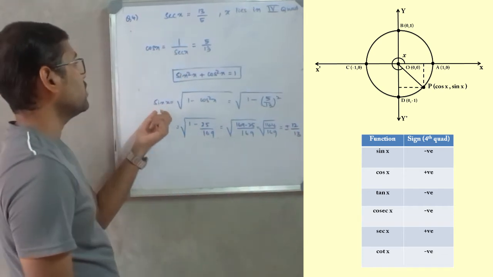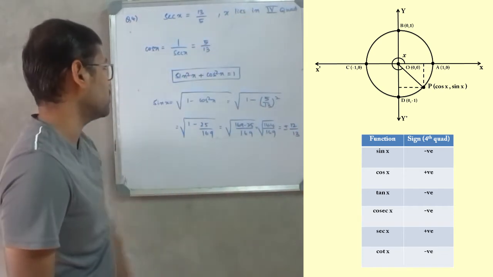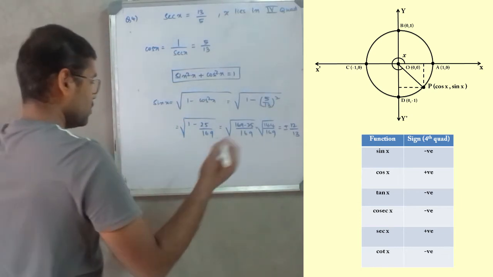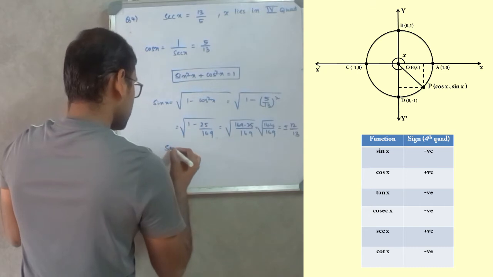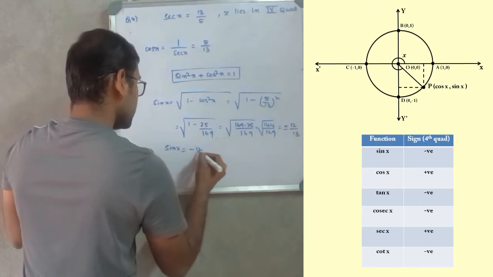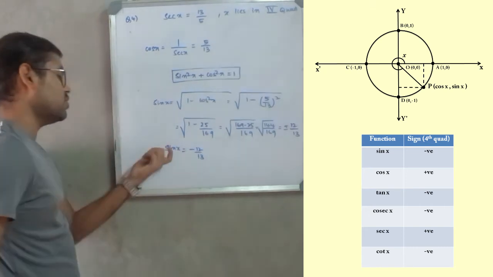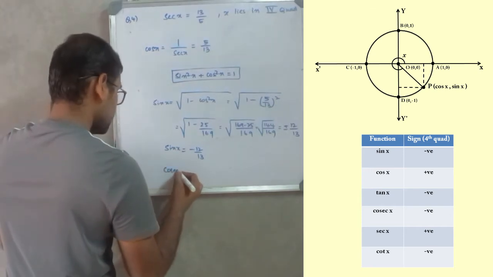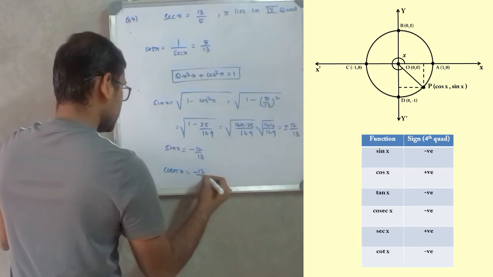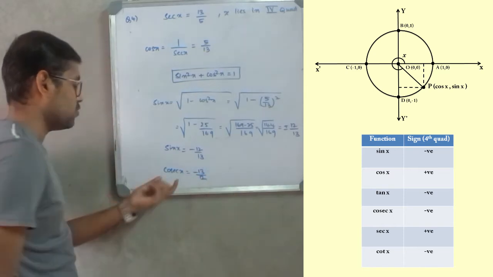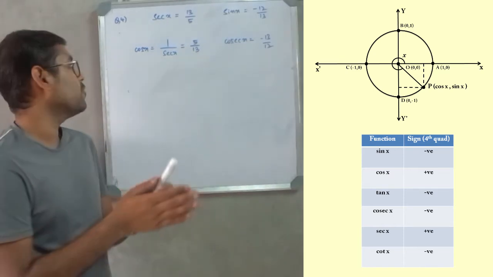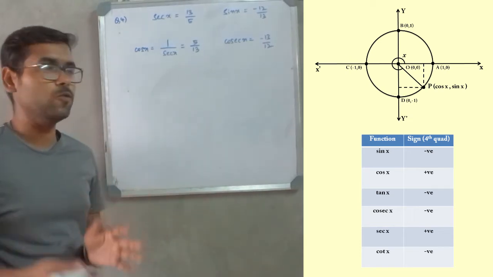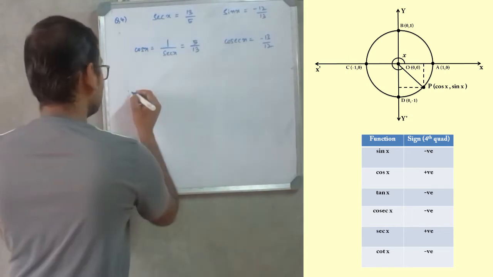Now in the question they have given us that x lies in the fourth quadrant. If x lies in the fourth quadrant, the value of sine x is negative. So sine x will be minus 12 by 13. Now if I know the value of sine x, I can easily find the value of cosec x. Cosec x is equal to minus 13 by 12. This is the value of cosec x. Guys, now that we have the value of these 4 trigonometric functions, we can easily find the values of the other 2, which are tan x and cot x.